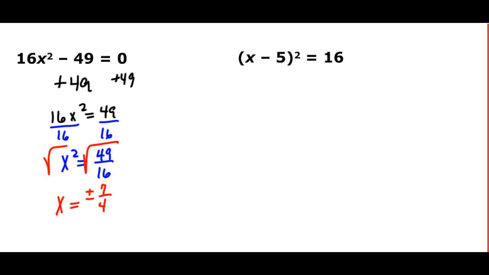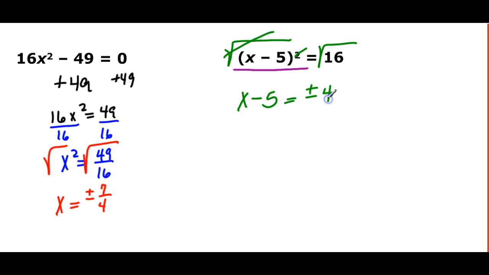You might want to pause the video and try this next one. All right, you see that you have a binomial squared here. Well, let's just get rid of this square. So we are going to take the square root of both sides first. So the square root and the square cancel out, and we're left with x minus 5. So this is a little bit different. It is equal to the square root of 16, which is plus or minus 4.